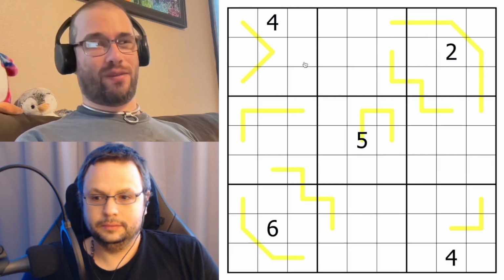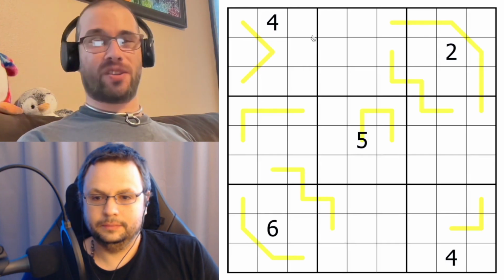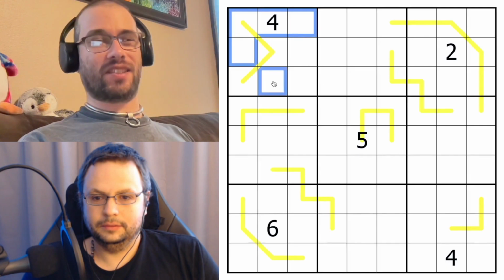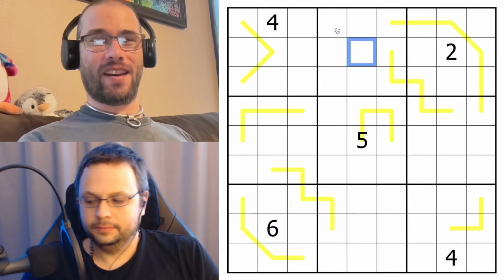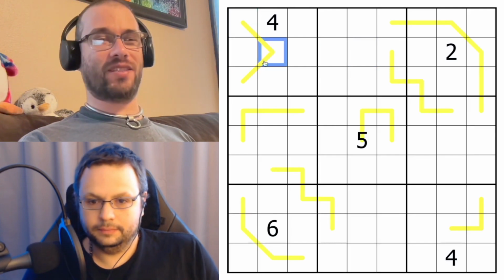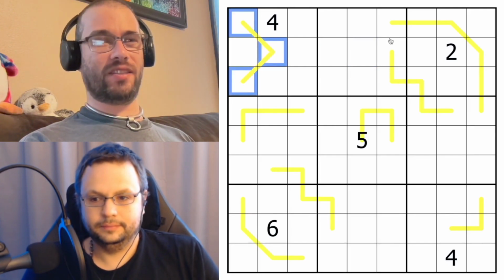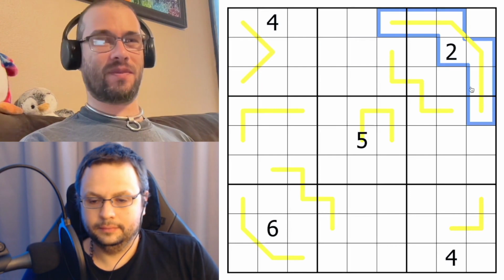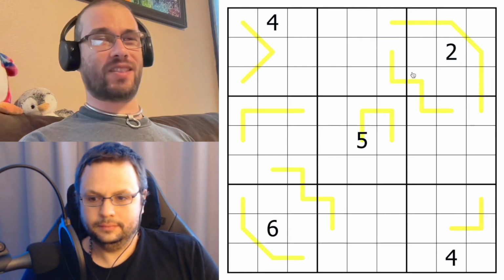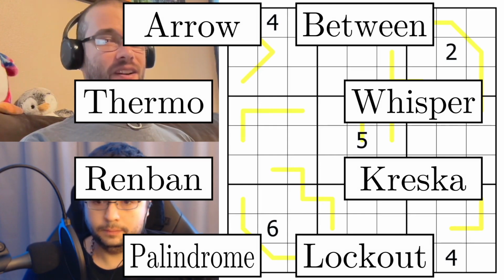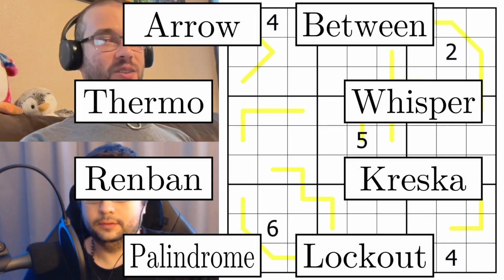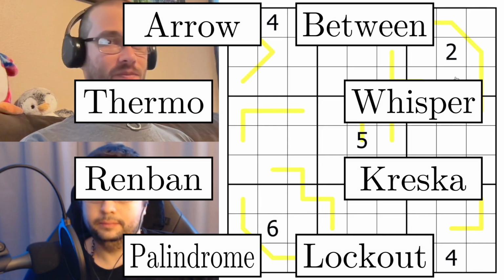So what we have are normal Sudoku rules. There are 8 given lines on the grid, these yellow lines. Every single line must satisfy exactly 2 of the following constraints. And first, I'm just going to list the constraints, and then we'll talk about them.